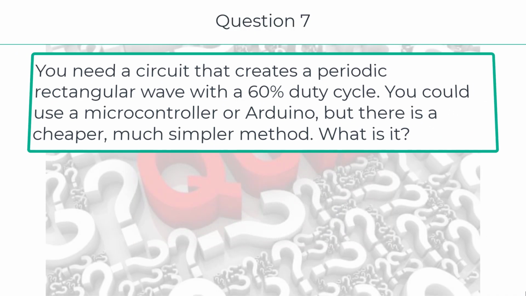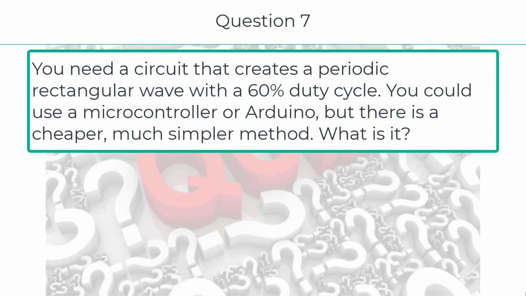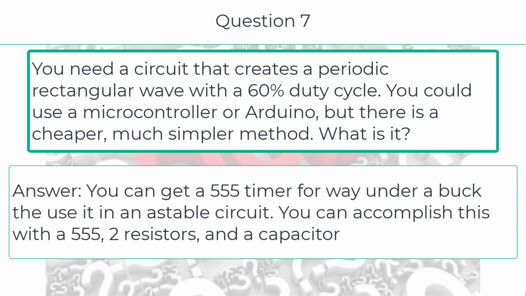Question 7. You need a circuit that creates a periodic rectangular wave with a 60% duty cycle. You could use a microcontroller or an Arduino, but there is a cheaper, much simpler method. What is it? You can get a 555 timer for way under $1 and use it in an astable circuit. You can accomplish this with a 555 timer, 2 resistors, and a capacitor.